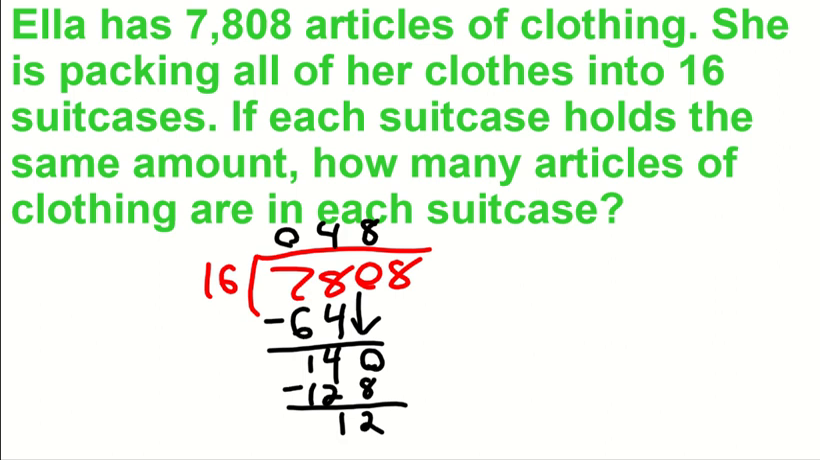If you subtract at any point and you get a number higher than what you're dividing by, that means you screwed up, and you need to change your top number there probably. Or you just messed up on your subtraction. 8 comes down though. We got 128 again. That was the 8. So again, when we subtract, we got no remainder. So 400 articles of clothing in each suitcase.